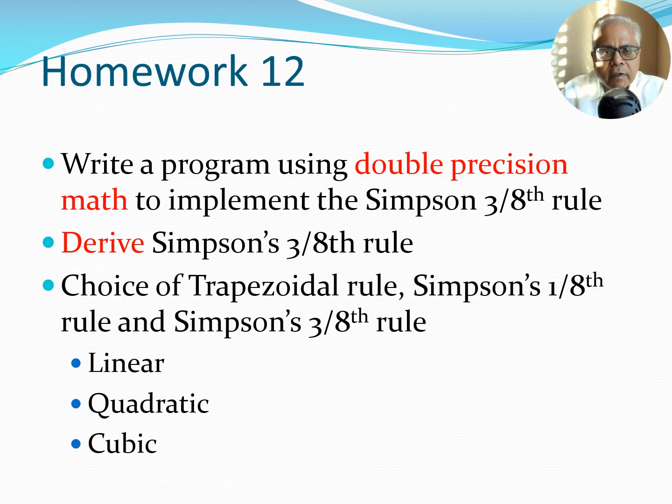Now I should give you some homework problems so that you get some practice. So one of the things you can do is that write a double precision code and essentially implement the Simpson 3/8 rule. Also look at derivations of this rule out there in the literature. If you search Google, you will find many different resources. You can also look at any book on numerical computation if you are interested.